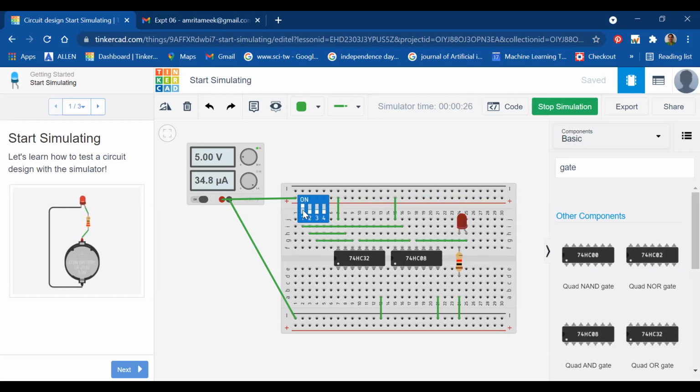So now let's make this A low and then take the various combinations. So here you can see that for various combinations of the B and C values, when A is low, the LED does not glow. So this verifies our first Boolean expression using our logic ICs. So now let's move on to our second problem.